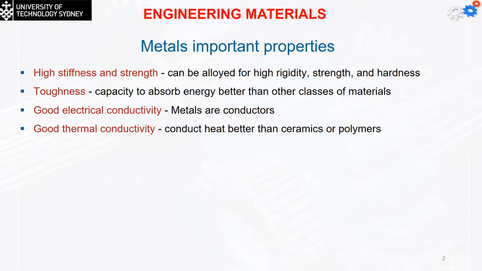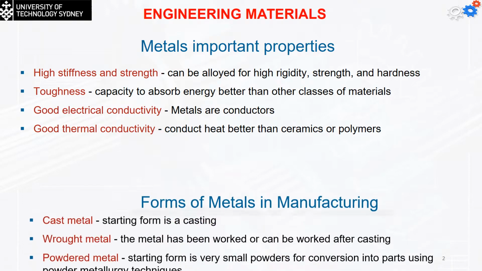that's in manufacturing. First, we're always looking for high stiffness and strength, and it can be alloyed for high rigidity, strength, and hardness. We're also looking for toughness, which is the capacity to absorb energy better than the other classes of materials. Good electrical conductivity, where metals again are good conductors, and also good thermal conductivity to conduct heat better than the ceramics and the polymers.